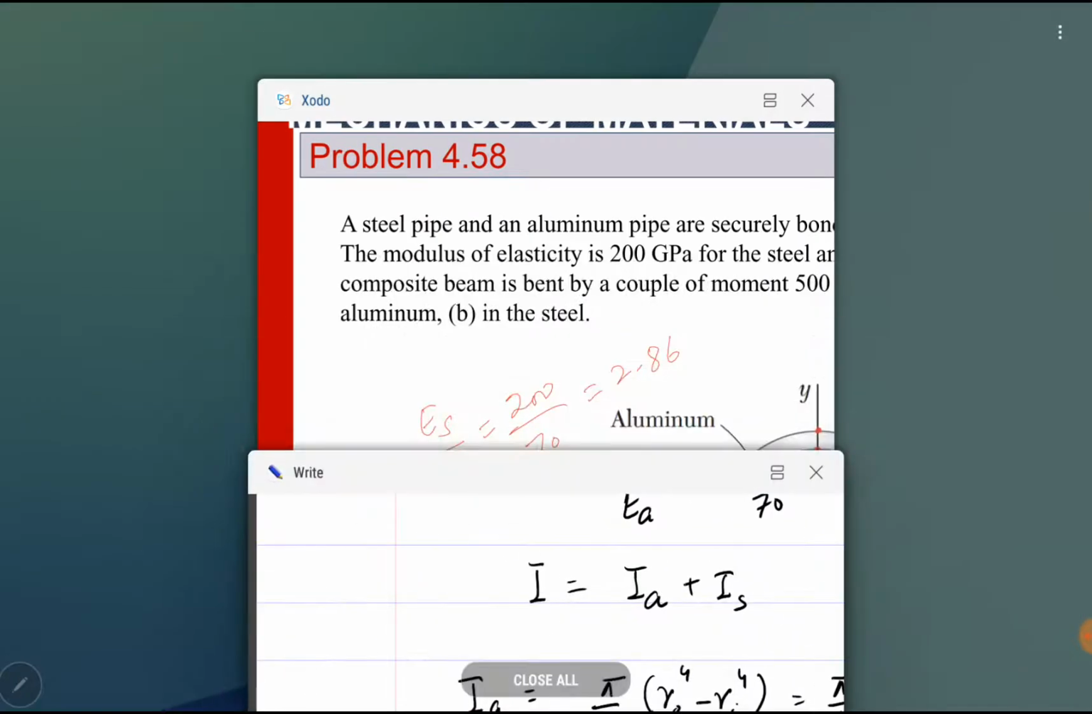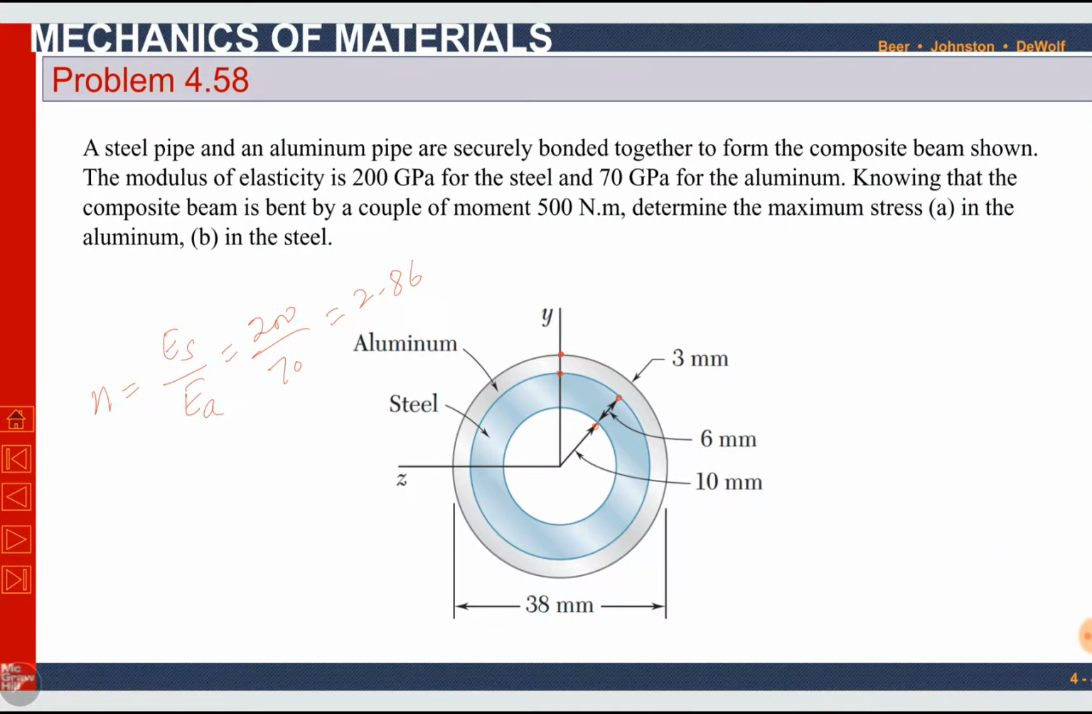C is the distance of the outer surface from the centroid. Centroid in this case is passing through the center because it is a symmetric body. So from the center, the distance of the outer surface of aluminum is its radius, which is 19 mm or 0.019 meters, and the outer surface of steel has a distance equal to its radius, which is 16 mm or 0.016 meters.